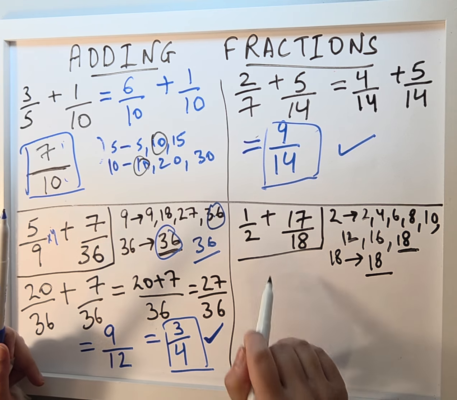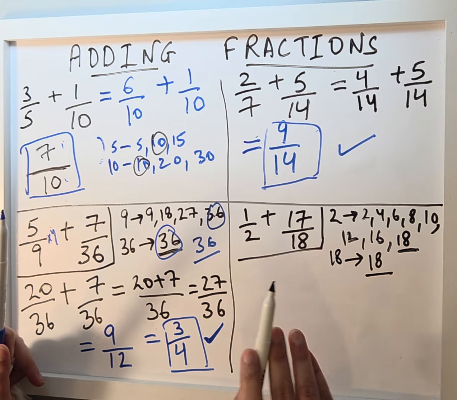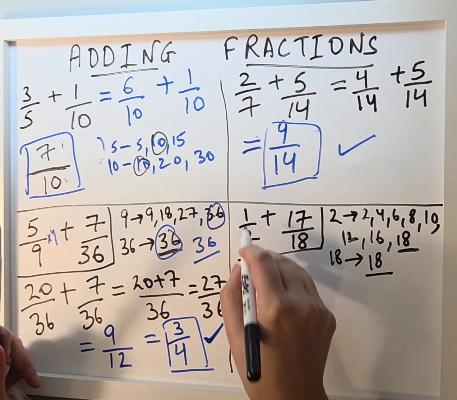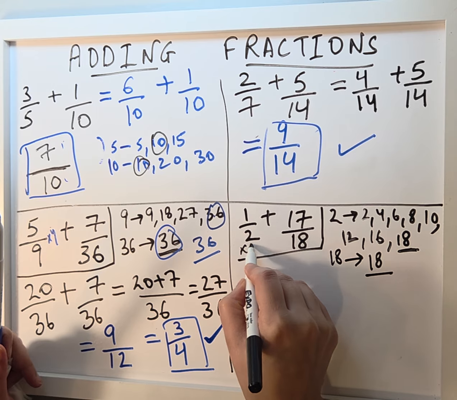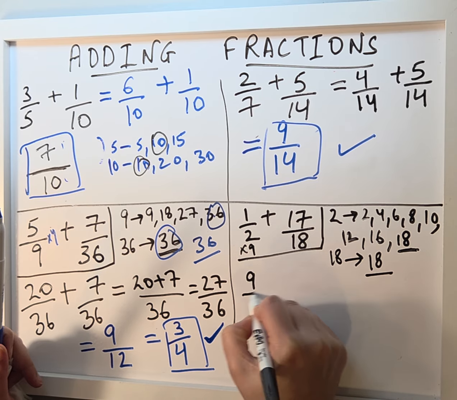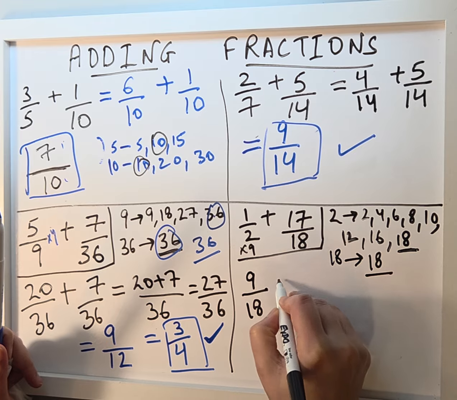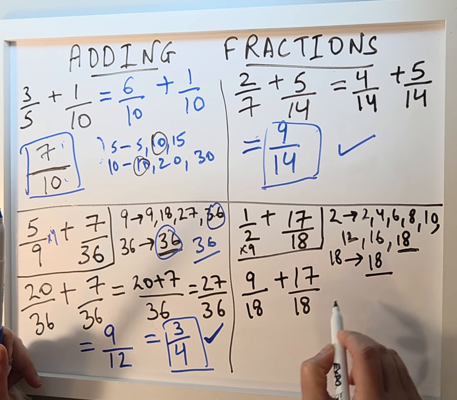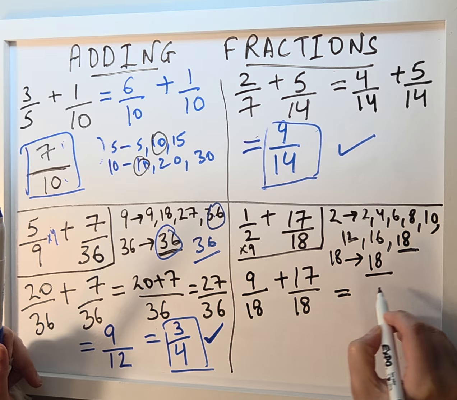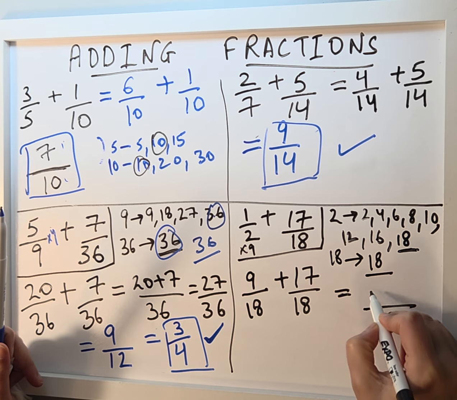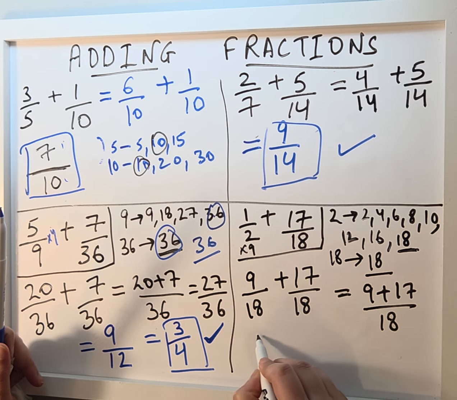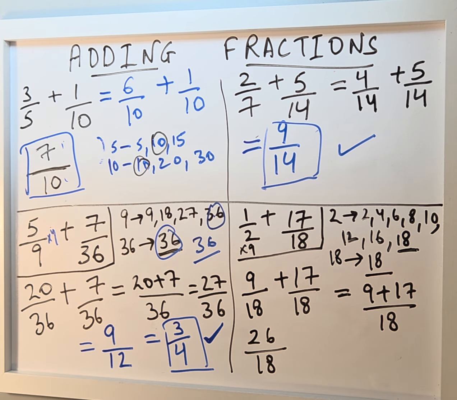Now we have to make the denominators of both 18. For the first, we know 2 into 9 is 18, so we multiply both by 9. 1 into 9 is 9 and 9 into 2 is 18. The other one is already 18, so we keep it as it is. Here we write the denominator and we do 9 plus 17. How much does that give us? 26 by 18.